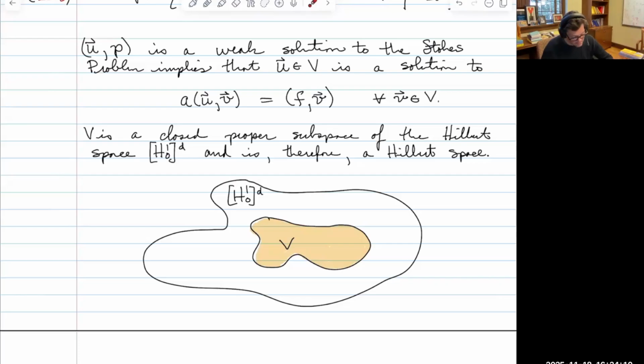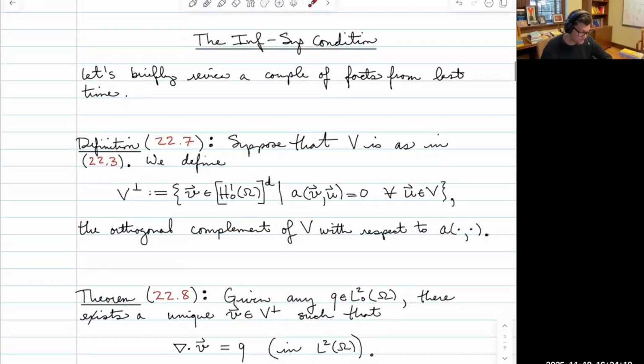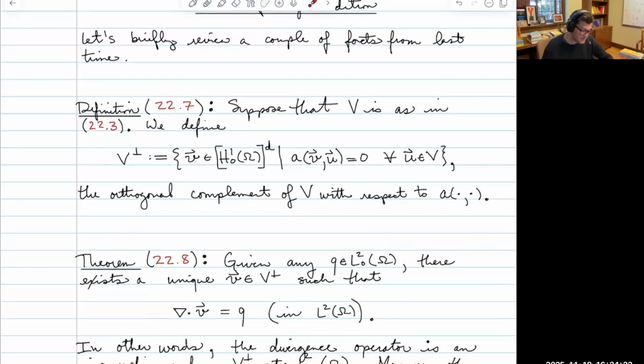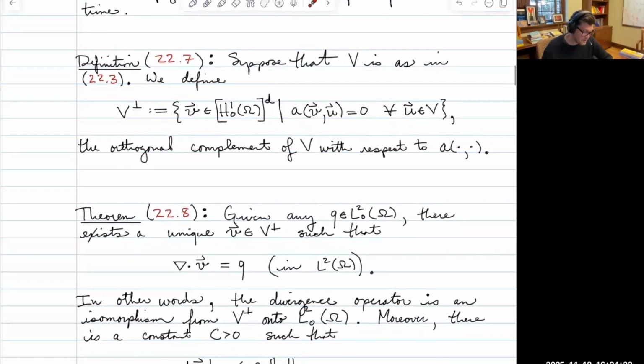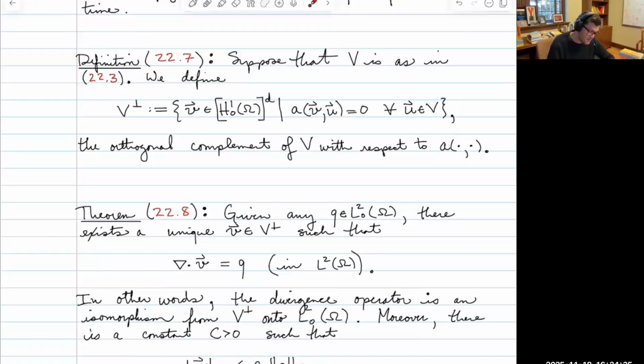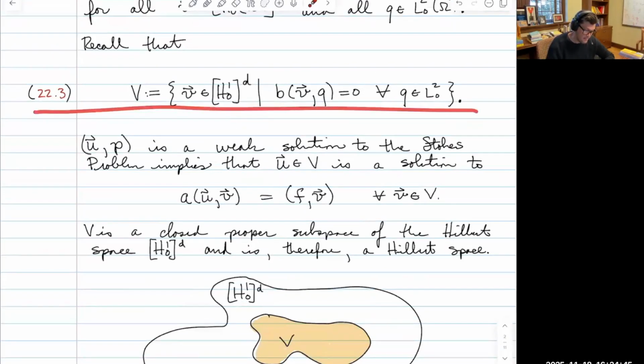And the machinery that we need comes in the form of something rather well known, called the Inf-Sup condition. So we're going to review a couple of facts that we mentioned last time, but will be nice to have before us as we go on here in class 23. The first one is a definition of this V perp. So suppose that V is as defined above in 22.3. So that's that.